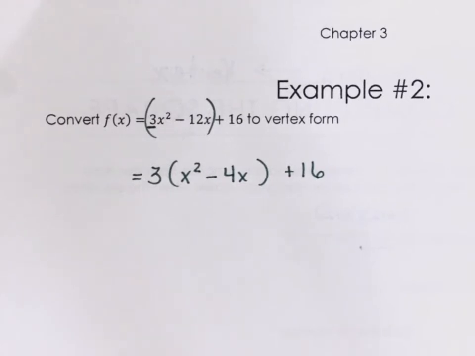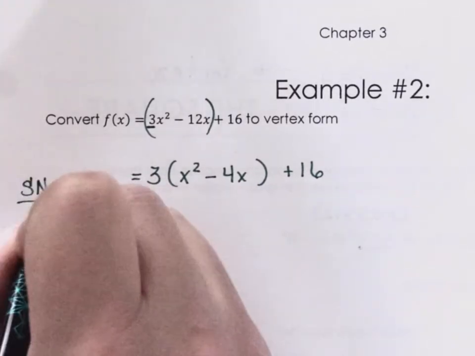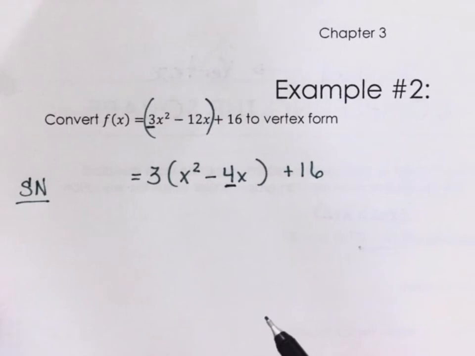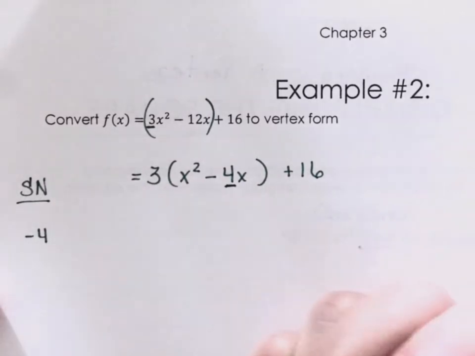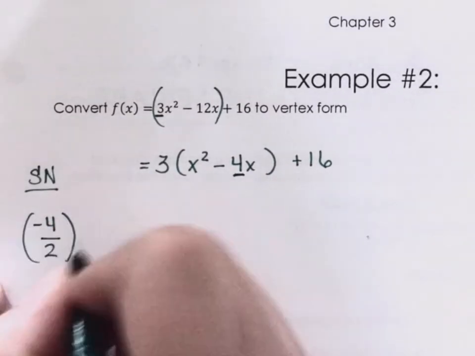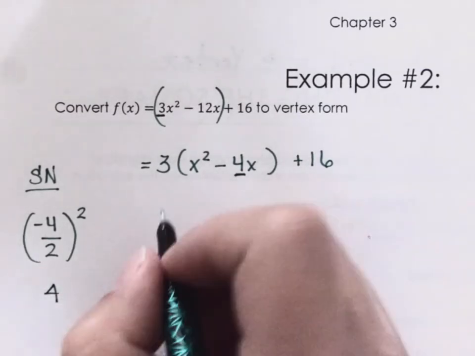Okay, so this is our side note. We're going to do this little side note over here. This is step 3. We're going to take the coefficient on the x. What's the coefficient on the x? What kind of 4? -4. And what are we going to do to that -4? Divided by 2, and then we're going to square it. So what's the answer? +4, right?